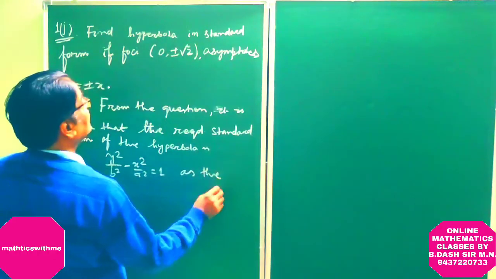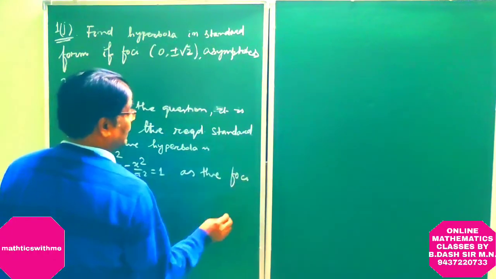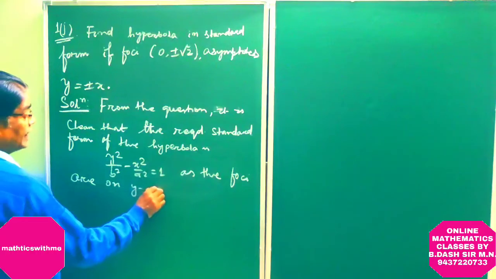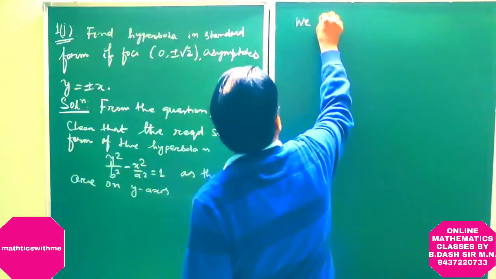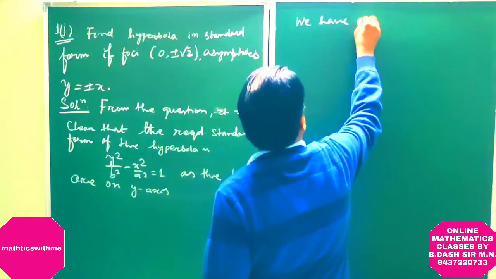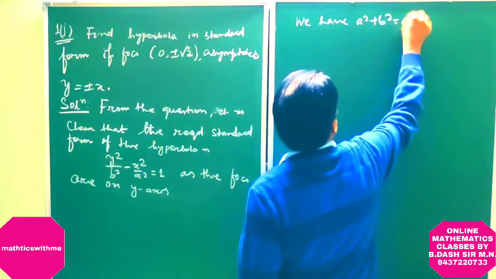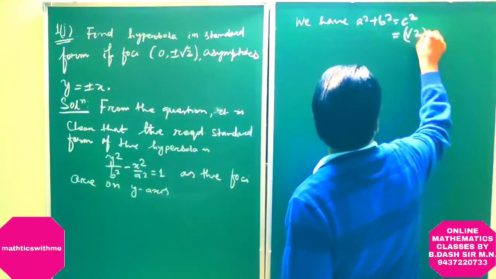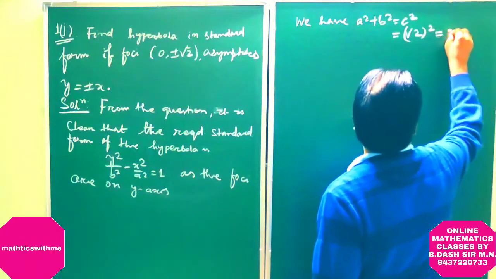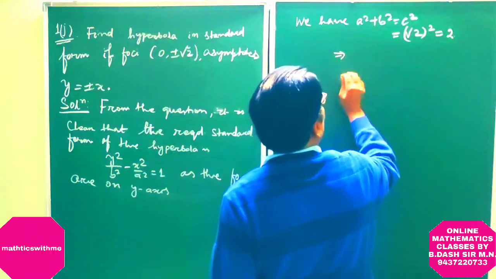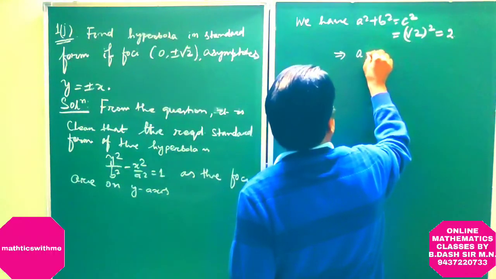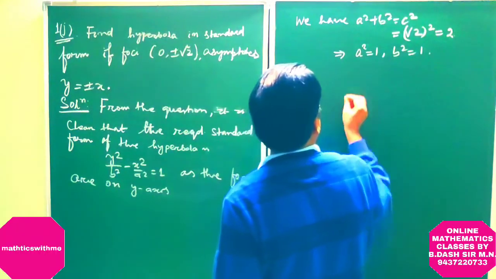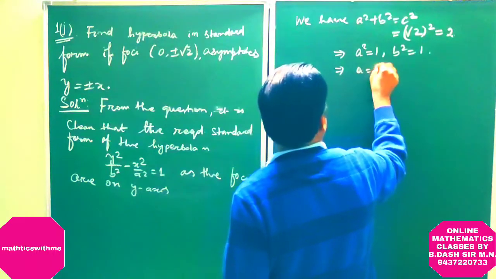As the foci are on the y-axis, we have a square plus b square is equal to c square is equal to root 2 square is equal to 2. So this implies a square is equal to 1, b square is equal to 1. Implies a is equal to 1, b is equal to 1.